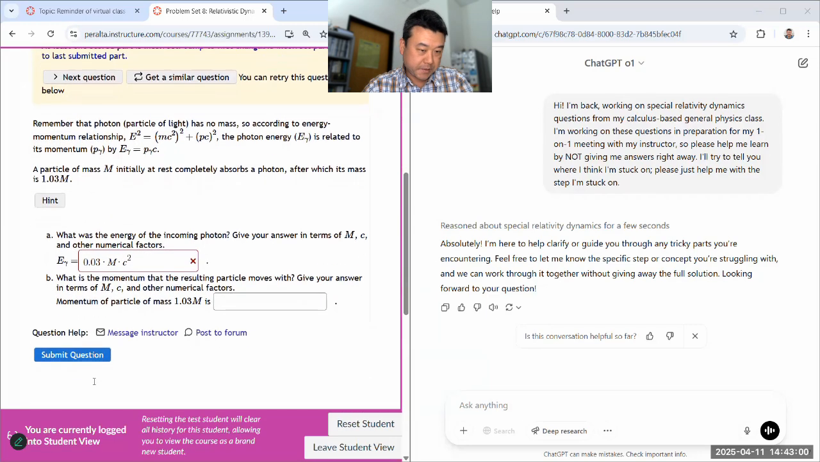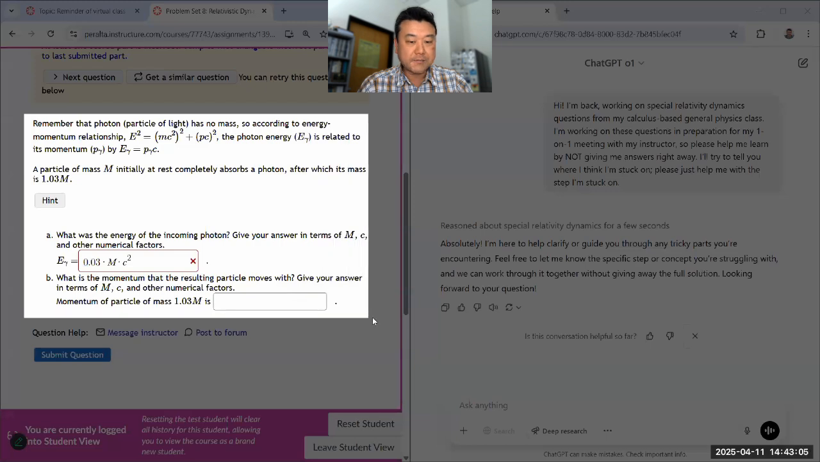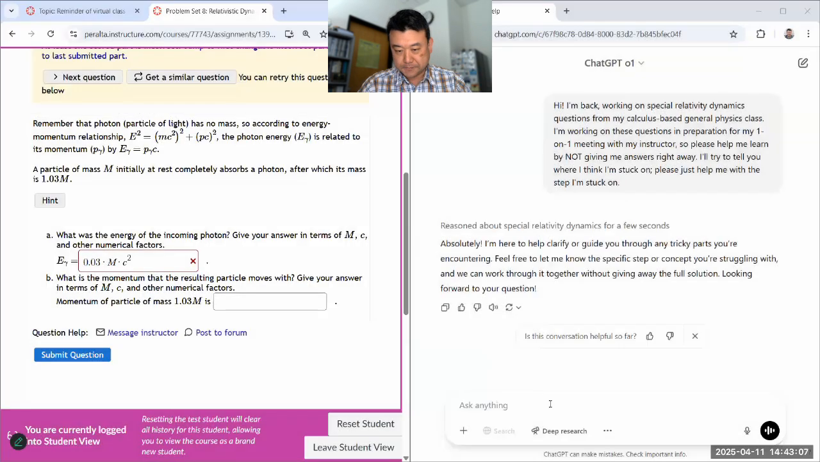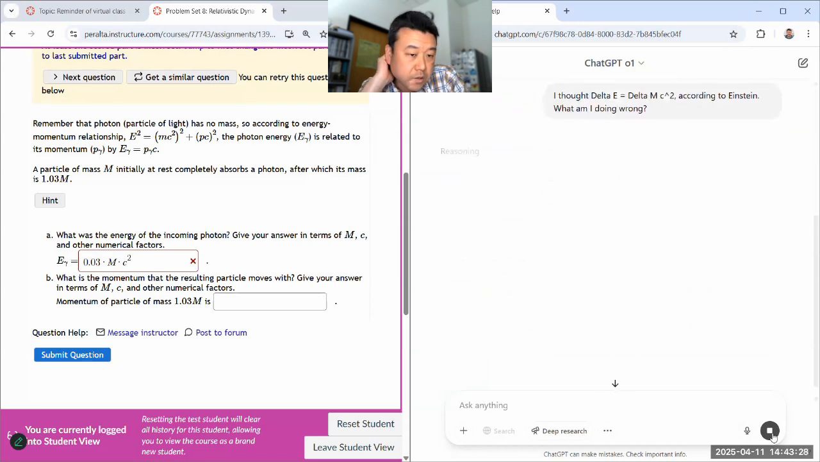So you ask ChatGPT, I thought E was equal to delta m c squared. What's up? I thought delta E is equal to delta m c squared, according to Einstein, even. What am I doing wrong? It should guide me through setting up conservation of energy and momentum equations.